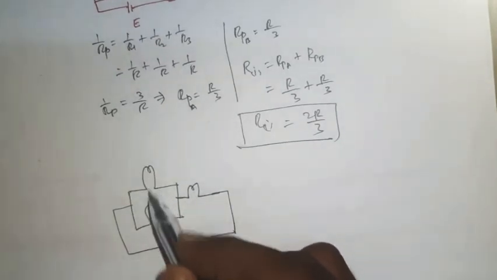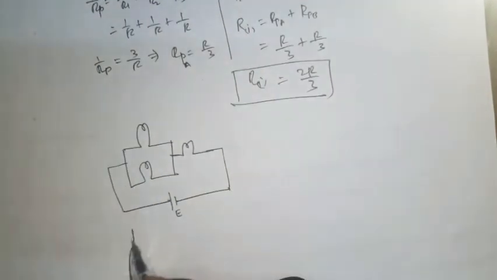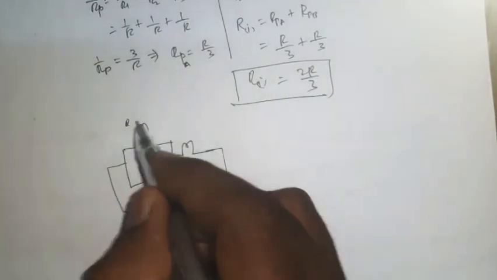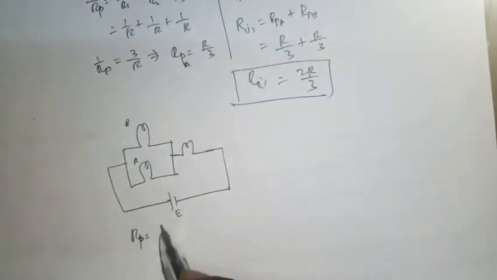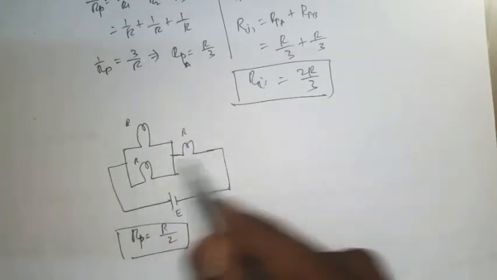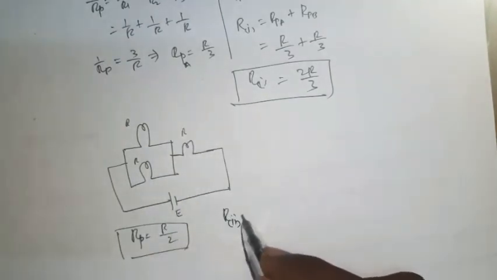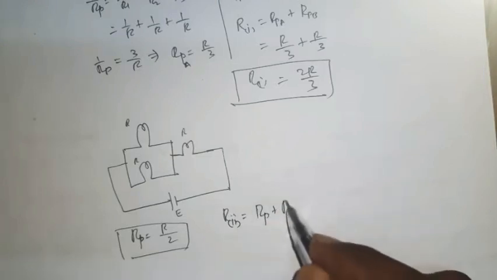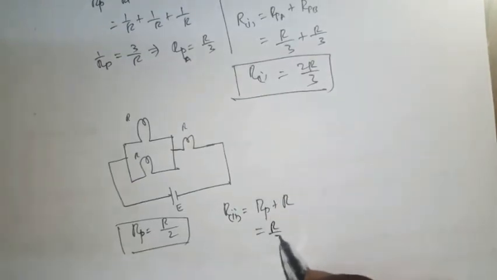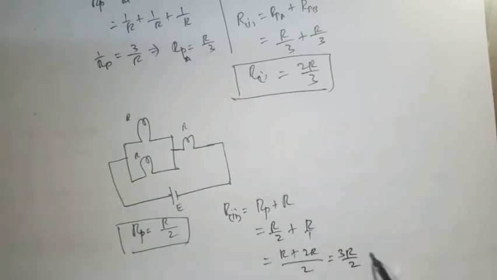For these two connected in parallel, Rp is R/2. Next, this is R, so these are in series. For the second situation, Rp + R. The Rp value is R/2 + R. Taking the cross product, (R + 2R)/2, so 3R/2. This is R2, the resultant resistance in the second situation.